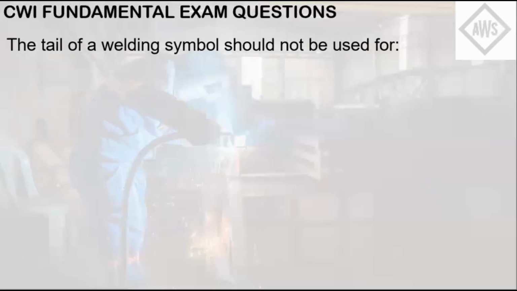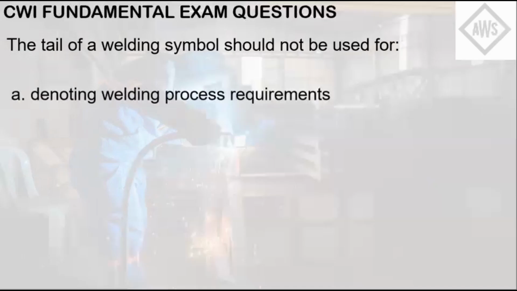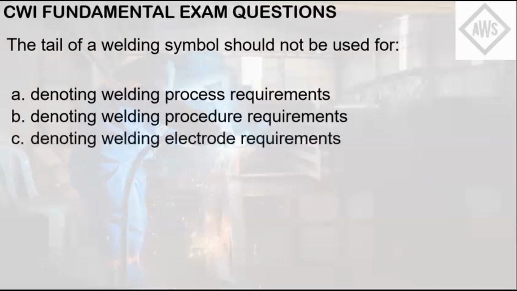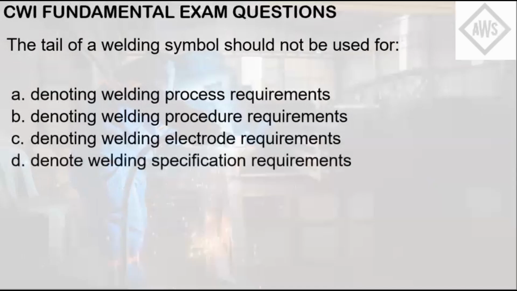The tail of a welding symbol should not be used for letter A, denoting welding process requirements, letter B, denoting welding procedure requirements, letter C, denoting welding electrode requirements, letter D, denoting welding specification requirements, letter E, denoting groove angle. So this question pertains to what the tail of a welding symbol is not used for.